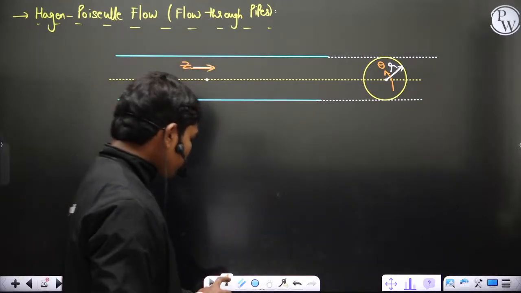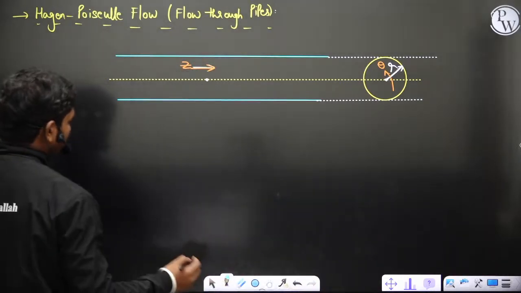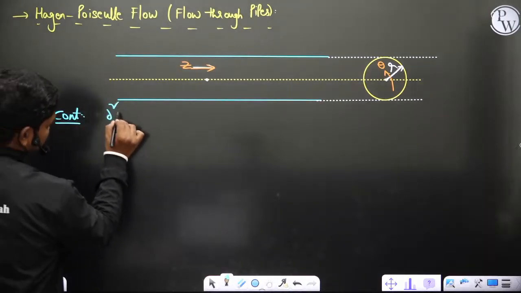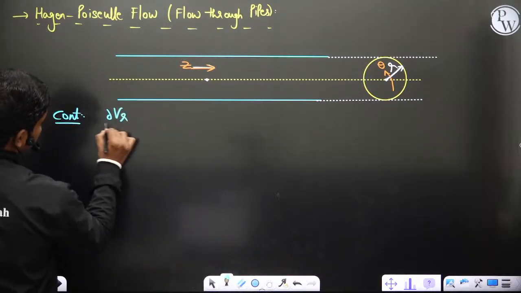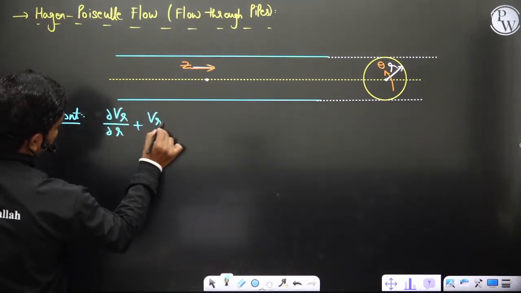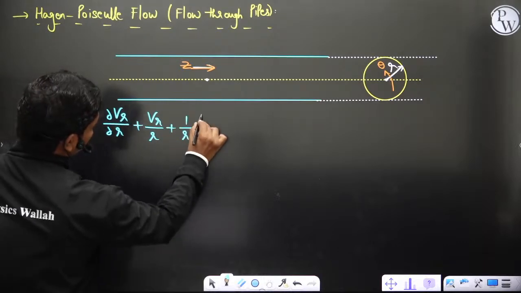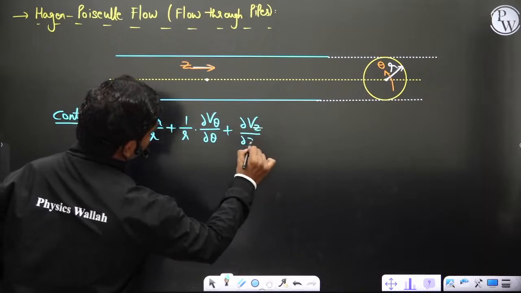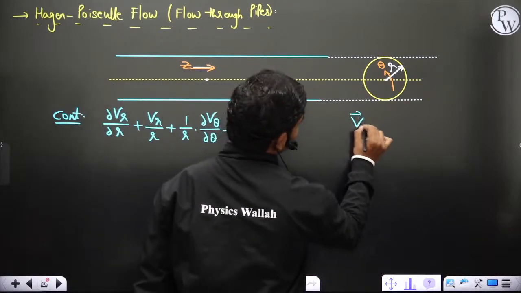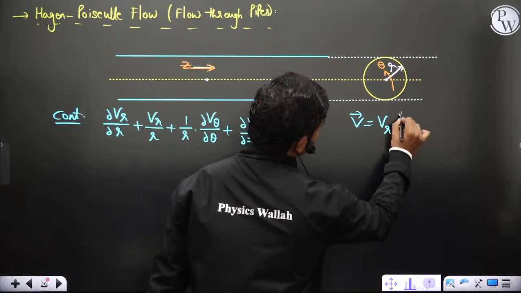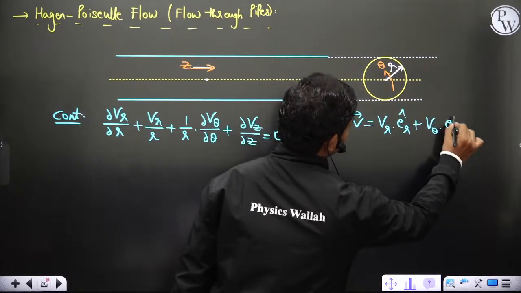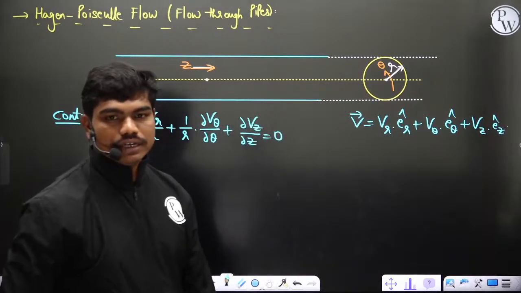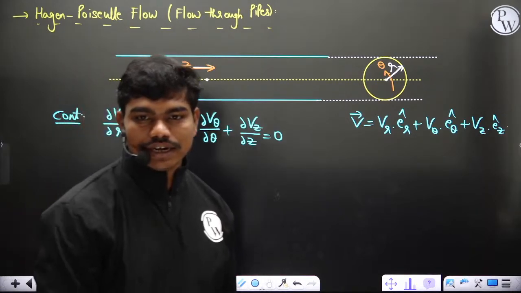Now if you do the same analysis again, if you apply continuity, normally continuity in polar is: dou Vr by dou r plus Vr by r plus 1 by r dou V theta by dou theta plus dou Vz by dou z. Normally in polar, you have the velocity profile as a radial component into Er cap plus azimuthal component into E theta cap plus Vz Ez cap actually here. Okay, so this is continuity.